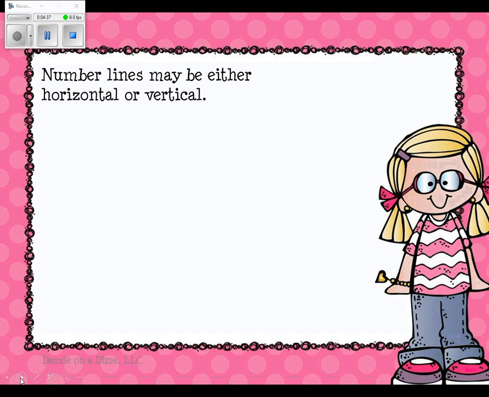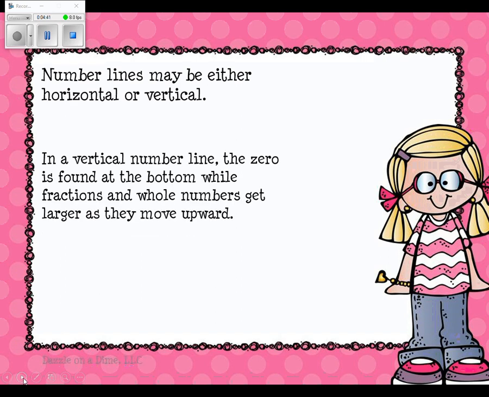Number lines can be either horizontal or vertical. So in a vertical number line, the 0 is found at the bottom, while fractions and whole numbers get larger as they move upward. So here's a vertical one. There's the 0, and we're doing 1/4. It's just a different way to write them.